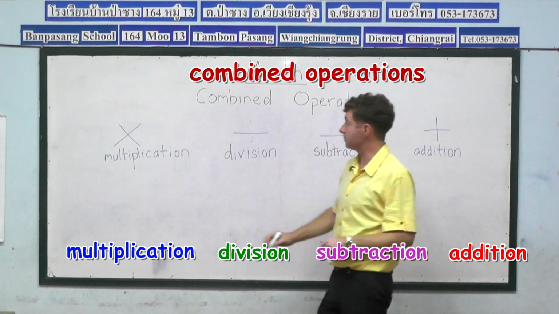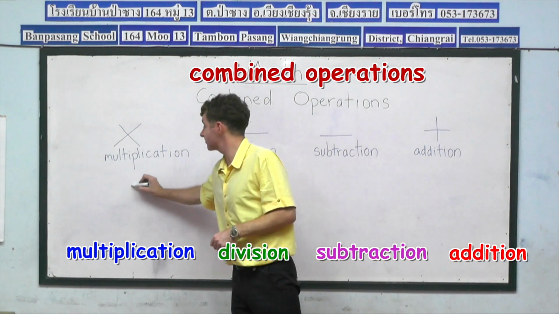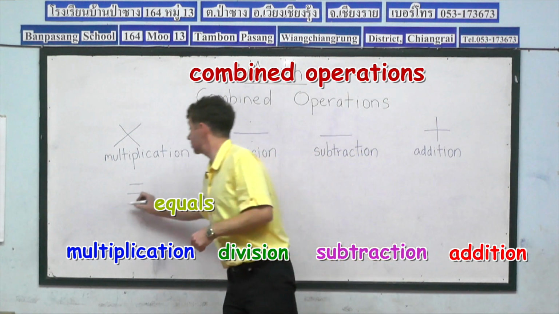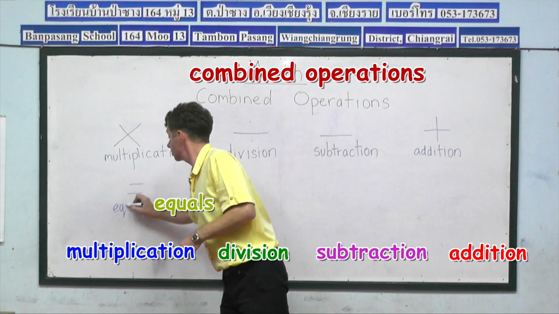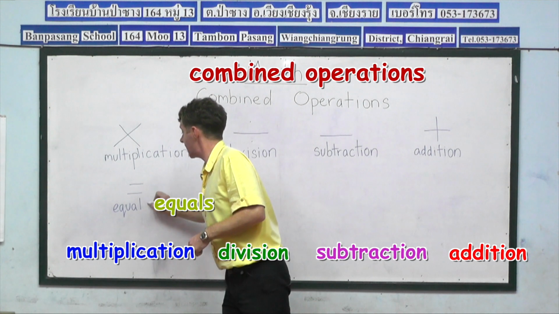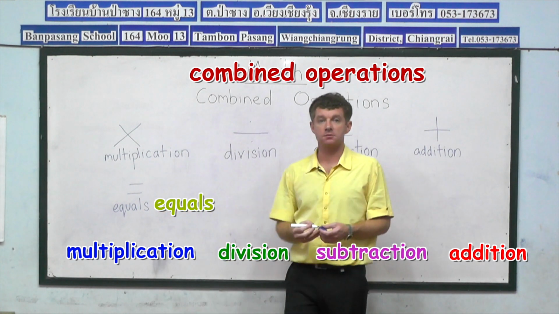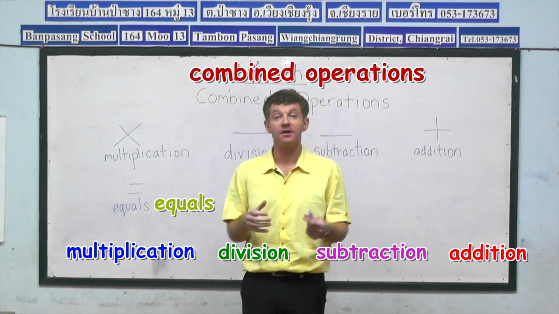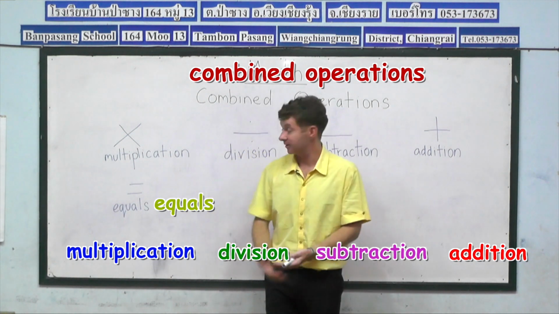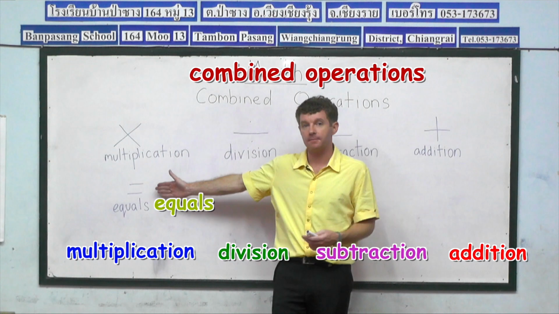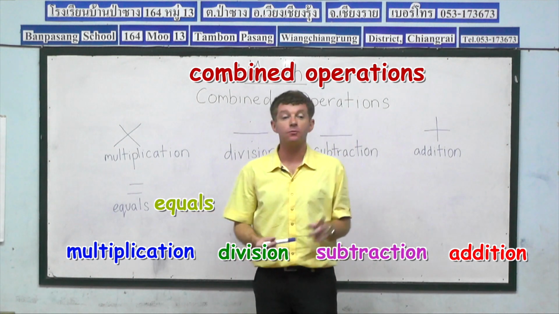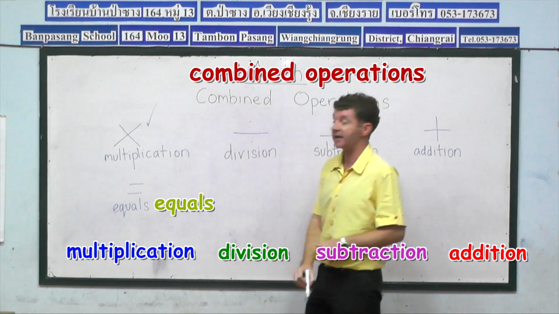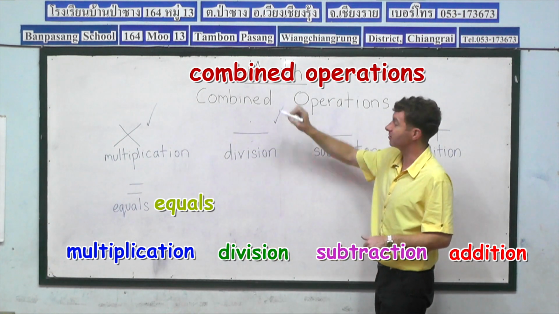And one more symbol too, perhaps the most important, equals. E-Q-U-A-L-S, equals. Perhaps the most important of all the symbols, because when we want to give our answer, we have to use the equal sign. Now, in the previous lesson, we used 2 of these symbols. We used multiplication and division.